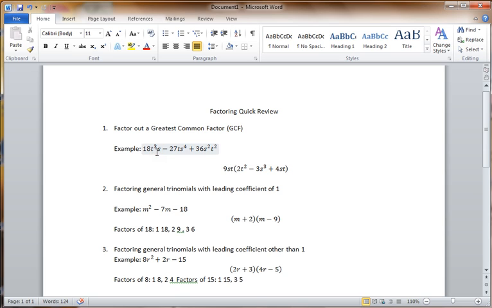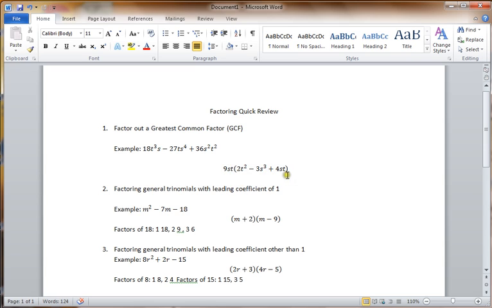Now I look at the T's, T cubed, T, and T squared. What's the biggest thing that they have in common? That's only going to be 1 T, because there's only 1 T here. And I look at the S's. What's the most that they have in common? The most they have in common is 1 S, because after that 1 S goes away, there are no more S's left here to be in common. So I find the greatest common factor, which is 9ST.